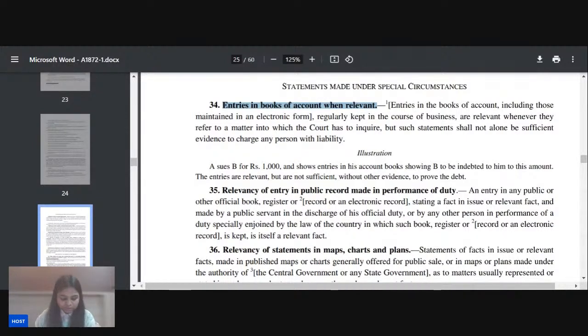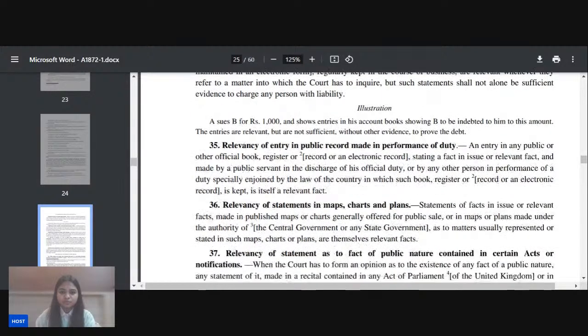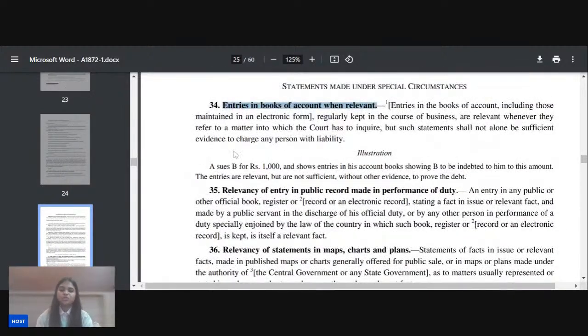So if you see section 34, I hope you all are seeing this. If you see the illustration, A sues B for rupees 1000 and shows entries in his book showing B to be indebted to him to this amount. The entries are relevant but are not sufficient without other evidence to prove a debt.